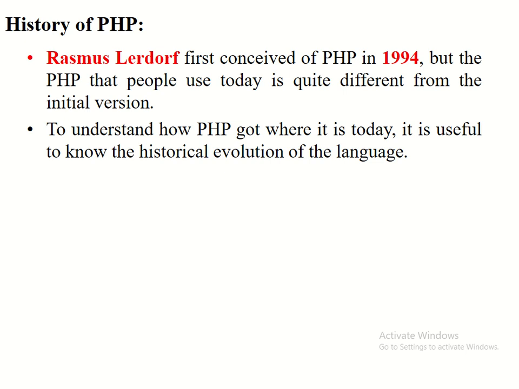So basically, Rasmus Lerdorf first conceived PHP in 1994, but the PHP people use today is quite different from the initial versions. To understand how PHP got to where it is today, it is useful to know the historical evolution of the language. Next, we have to understand the features of PHP.